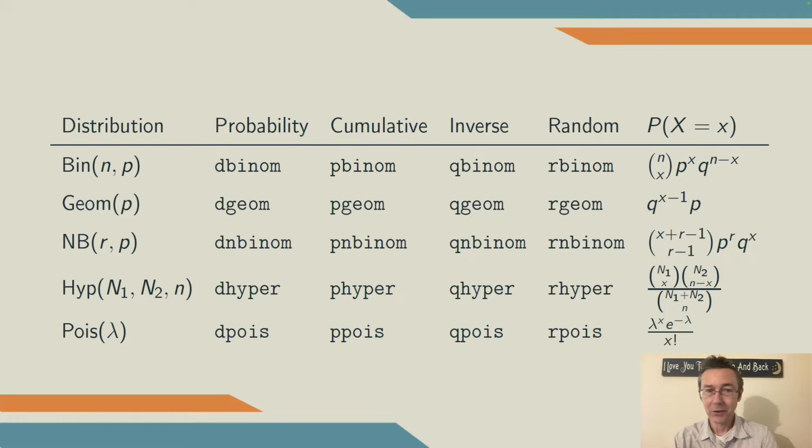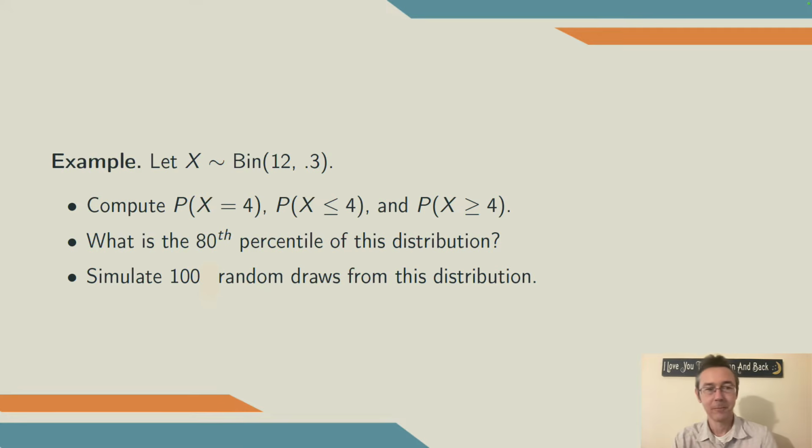For instance, in the binomial distribution, the probability mass function is dbinom. The cumulative distribution function, the CDF, is pbinom. The inverse CDF is qbinom. And to generate random values from that distribution, you use rbinom. The rightmost column in this table gives you the math for the probability mass function, just so that you can make sure to match these up correctly. Let's do a couple of examples.